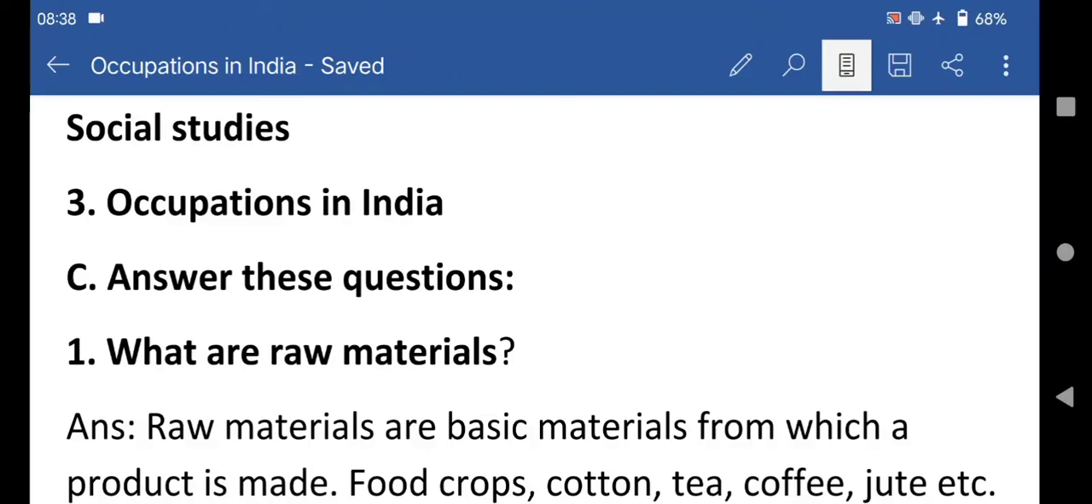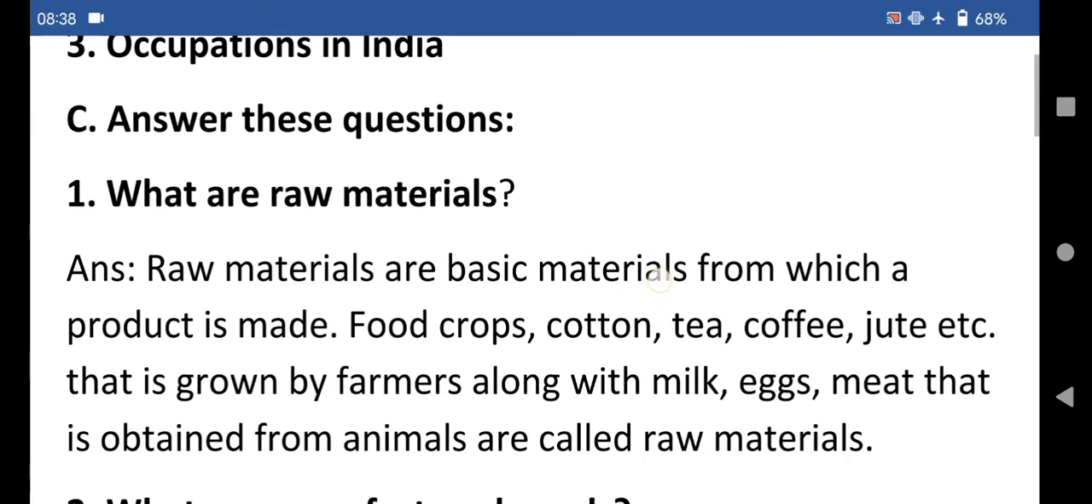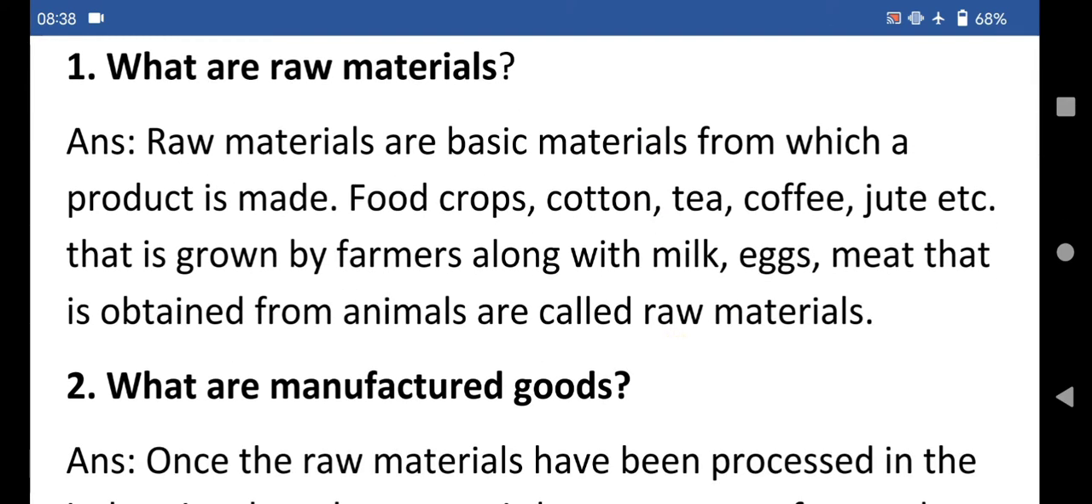In this class, we will revise Social Studies Class 3, Lesson 3, Occupations in India. Workout exercise C, answer these questions. 1. What are raw materials? Raw materials are basic materials from which a product is made.